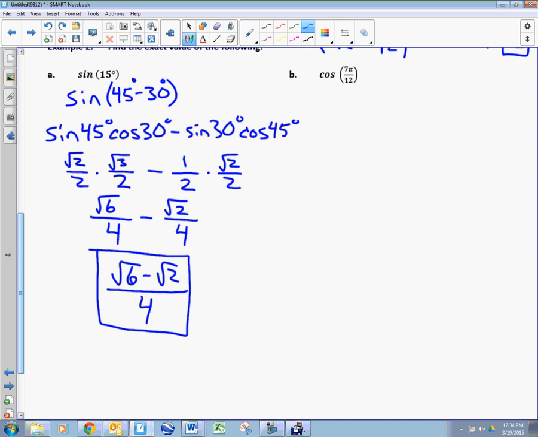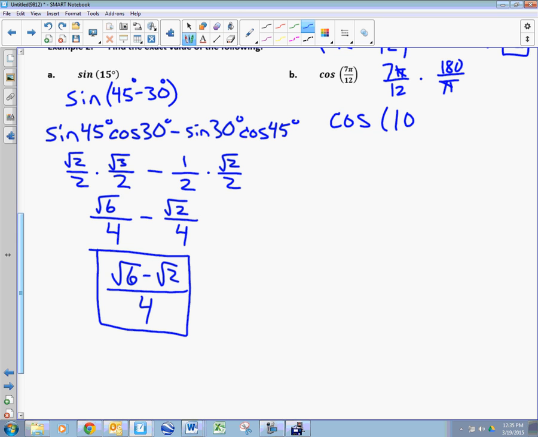Sometimes you're given an angle in radians. I think it's hard for people to think in radians, so you can convert it to degrees. What is 7 pi over 12 in degrees? Multiply by 180 over pi to make your conversion. You can see that the pi's cancel. 180 divided by 12 is 15. 15 times 7 is 105.